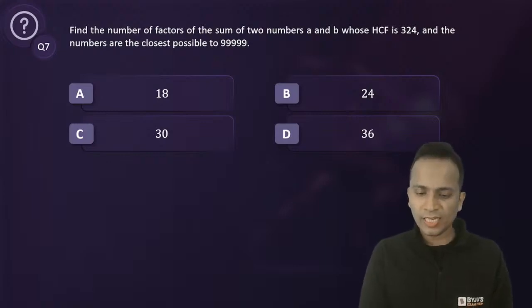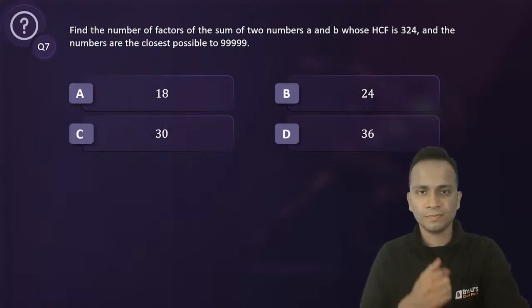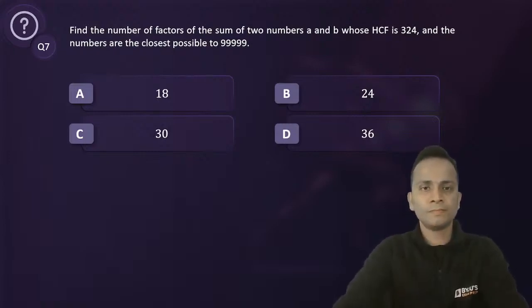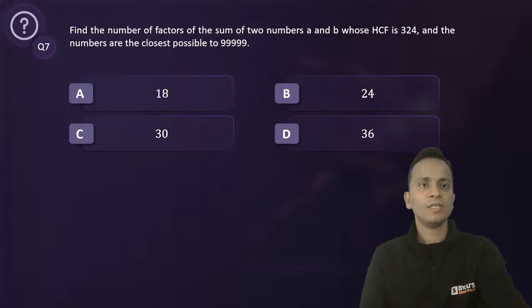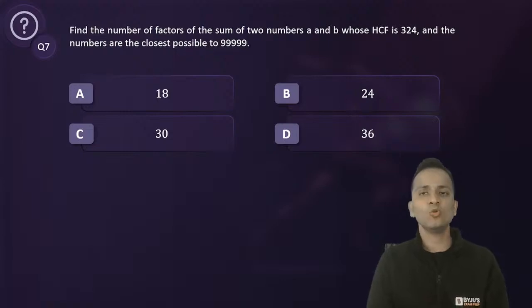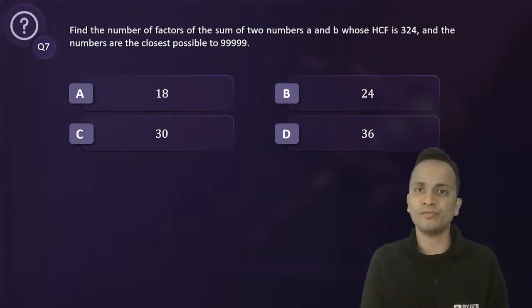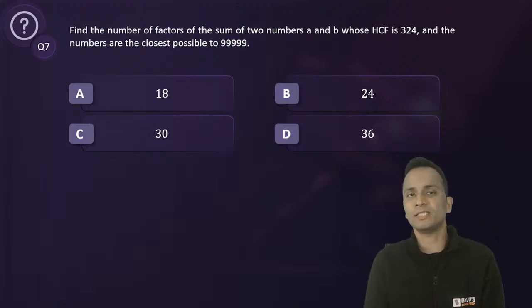Okay, let's come to the next question. Question number 7, have a look at it. Find the number of factors of the sum of two numbers A and B whose HCF is 324, and the numbers are closest possible to 99,999. So the numbers are closest possible to this number and their highest common factor is 24. Again, the question is simple, nothing technical, nothing very conceptual.